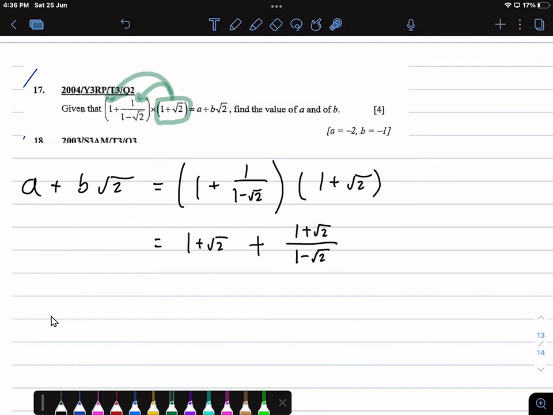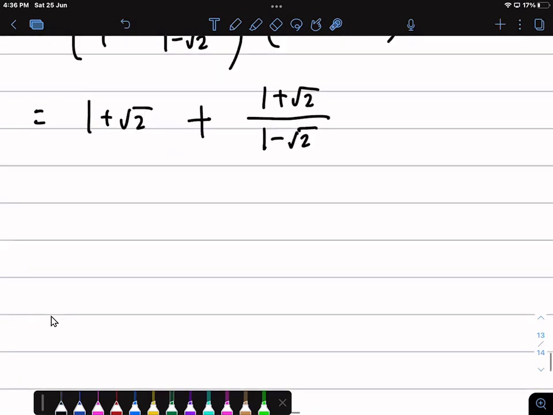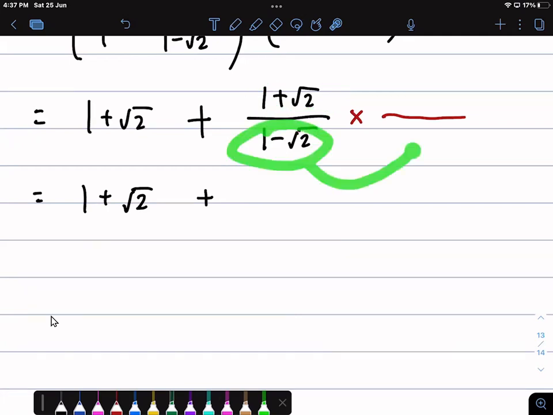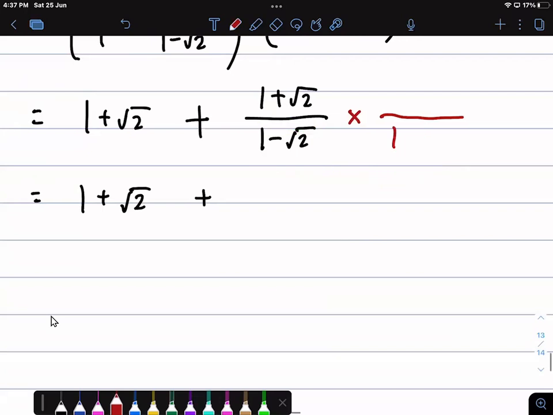Then we can start to simplify. 1 plus square root 2, we can't do anything to it, leave it alone, copy paste. Plus this one, we can do something: multiply top and bottom by the conjugate. Conjugate of the numerator or the denominator? The denominator. So what is it? 1 plus root 2. Okay, good.